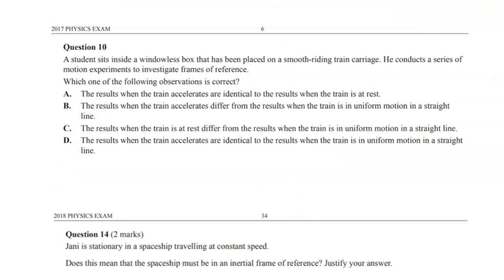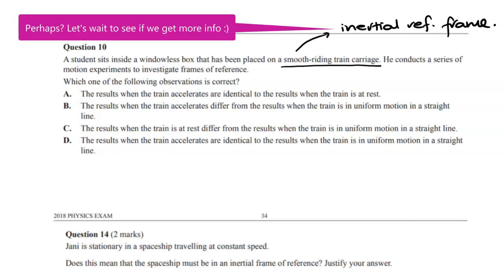Cool, so we're on to a 2017 exam here. A student sits inside a windowless box that's been placed on a smooth riding train carriage. He conducts a series of motion experiments to investigate frames of reference. So when it says smooth riding train carriage, I think we can assume a few things here. It's not speeding up or slowing down. We wouldn't be having a smooth ride there because we'd be jolted forward or backwards, as you probably experienced on our trains. We're not experiencing any bumping up or down, and we wouldn't be turning any corners because we would be shoved either left or right on the train. So I think we can assume the smooth riding train carriage is trying to tell us that we're in an inertial reference frame. So it says, which of the following observations is correct?